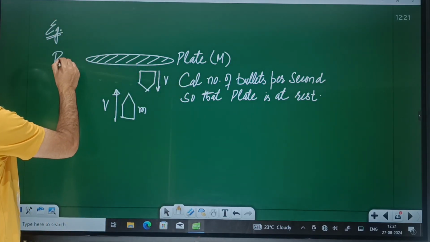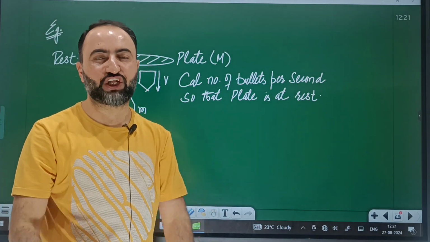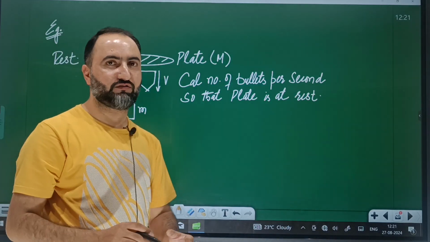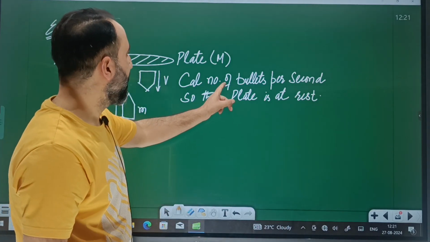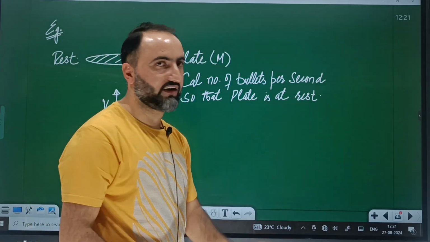but this plate is at rest. It is remaining stationary in the air because of these bullets, because of the force that's exerted by these bullets. अब क्वेश्चन क्या है? क्वेश्चन ये है बेटा, calculate the number of bullets per second, per unit time, so that the plate is at rest.